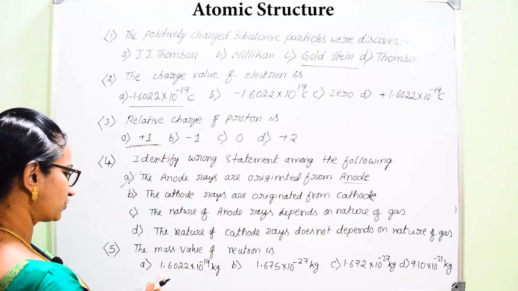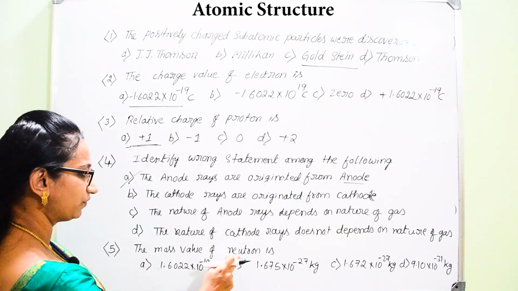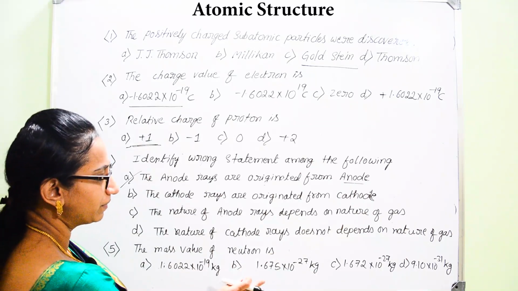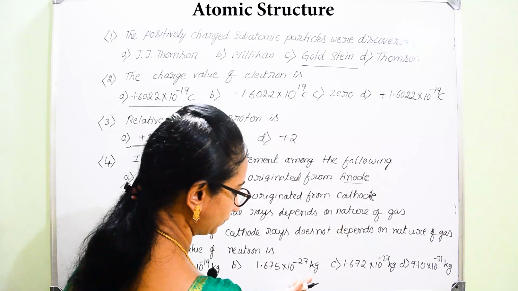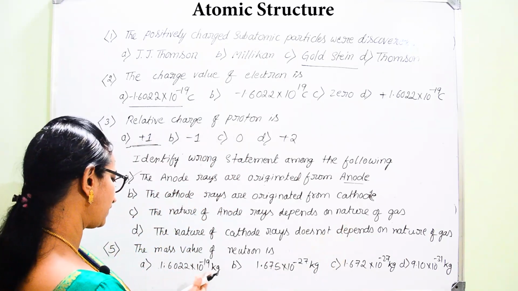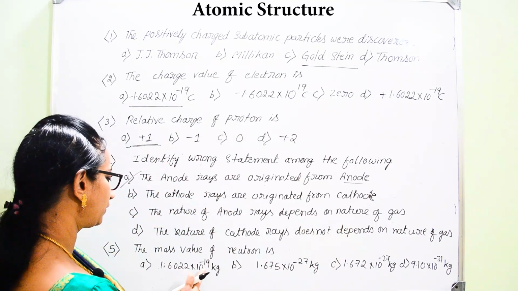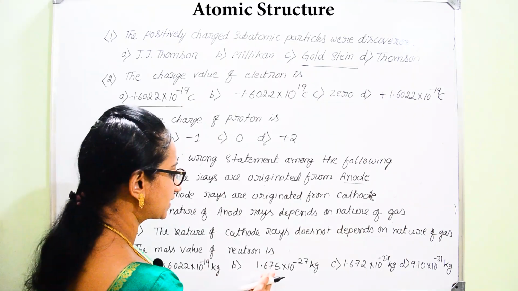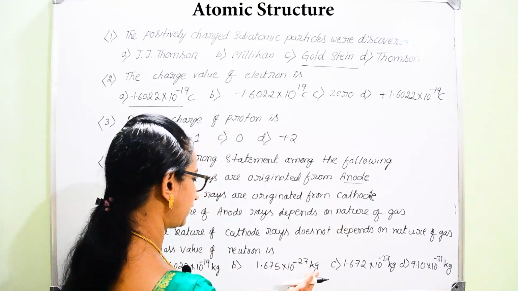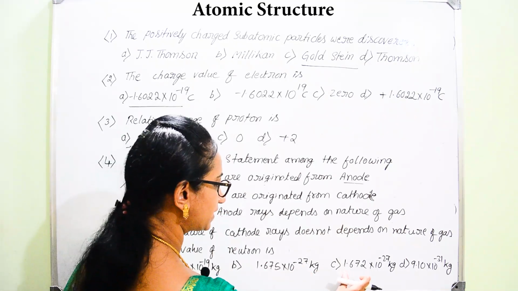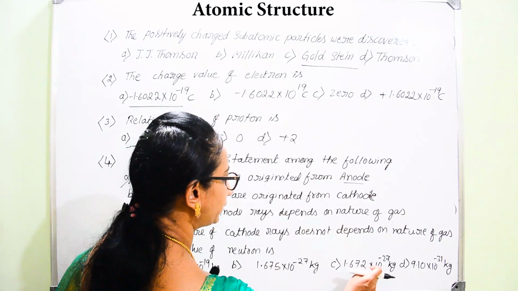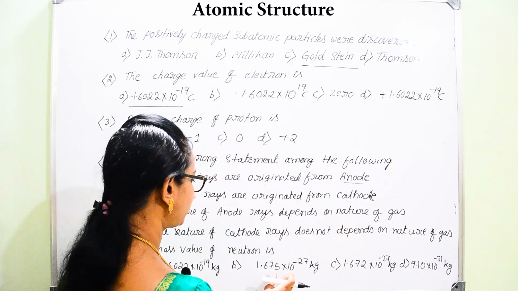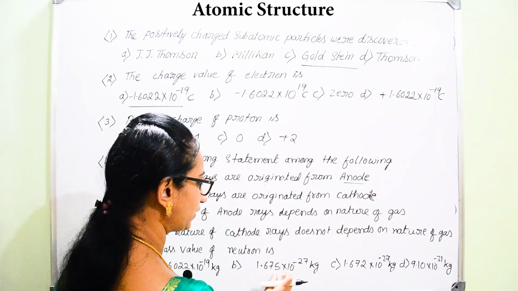And the last question. The mass value of neutron is. So what is the mass value for neutron? You can remember that the mass value of neutron is almost similar to that of proton. So the very first option, 1.6022 into 10 power minus 19 kg, is absolutely wrong. Then 1.675 into 10 power minus 27 kg is option B. And option C is 1.672 into 10 power minus 27. Here you can compare, as I told you before, with respect to protons and neutrons there is only a small difference.